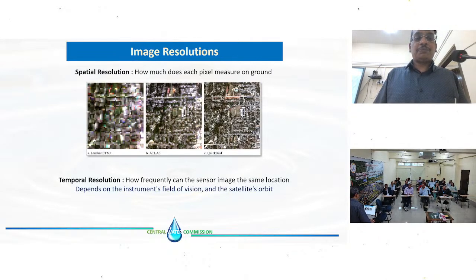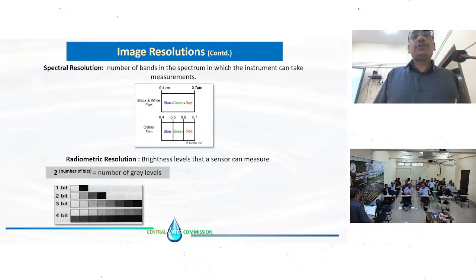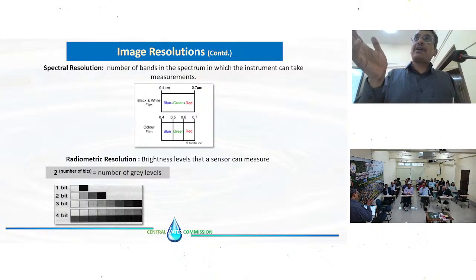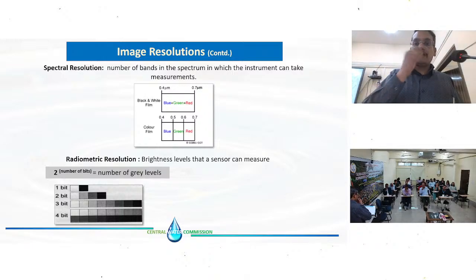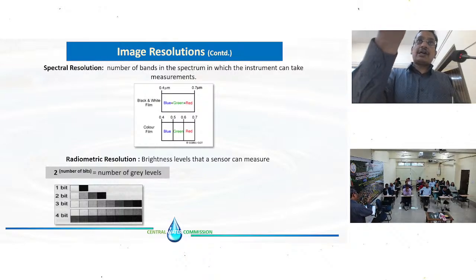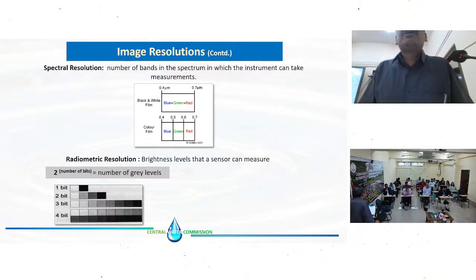Apart from spatial and temporal, there are two other resolutions. Spectral resolution I have talked about. The number of bands, like color photograph, black and white. It is a simple example. In black and white, you have everything mixed. In color, you can identify at least three. There you can identify the colors. But a better example will be how we can distinguish between clouds and snow.